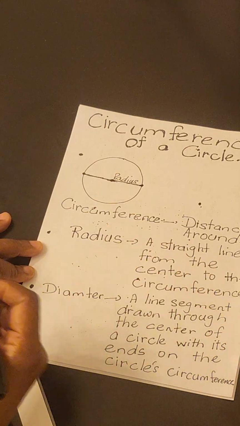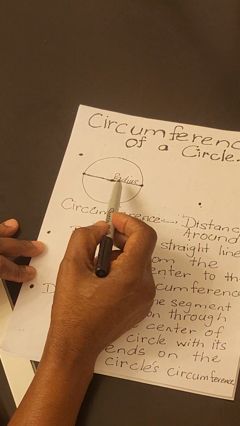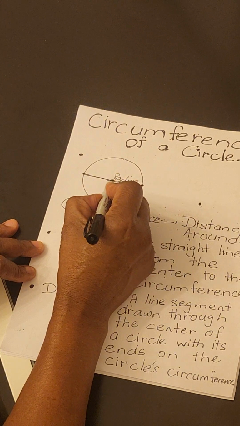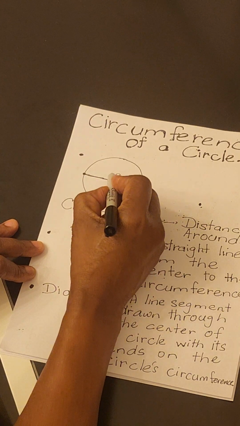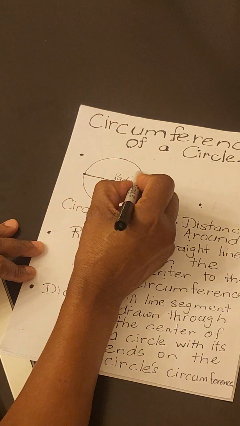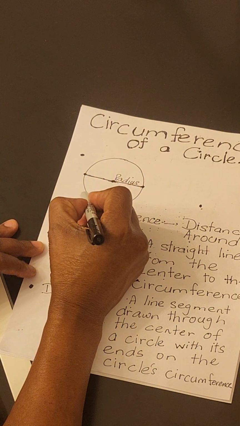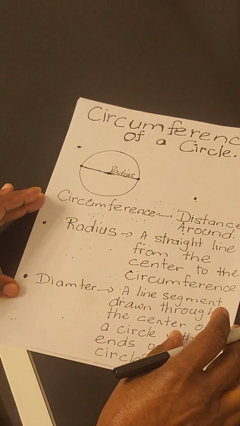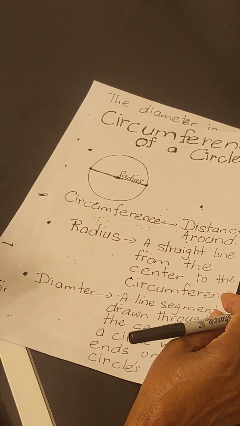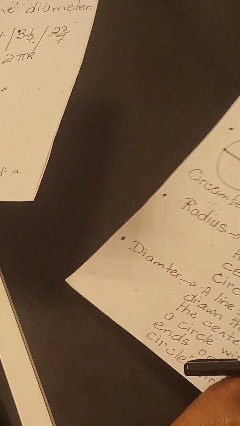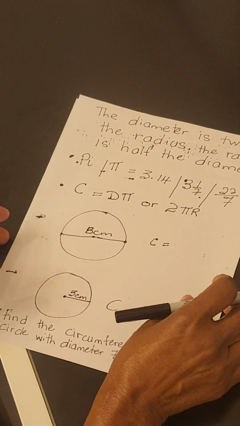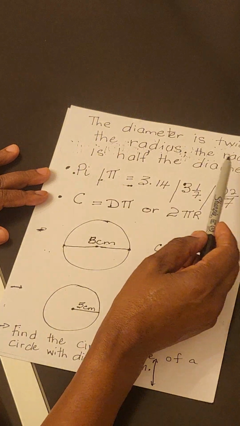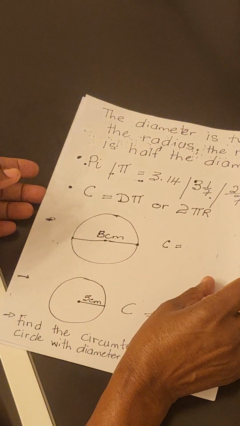Now on a circle, you can draw the diameter in any direction as long as it is a straight line, okay? And the radius too, as long as it is a straight line. So from here straight through here is another diameter. From here straight through down here, so it doesn't matter the direction as long as it is a straight line. Still, the diameter is twice the radius. The radius is half the diameter.